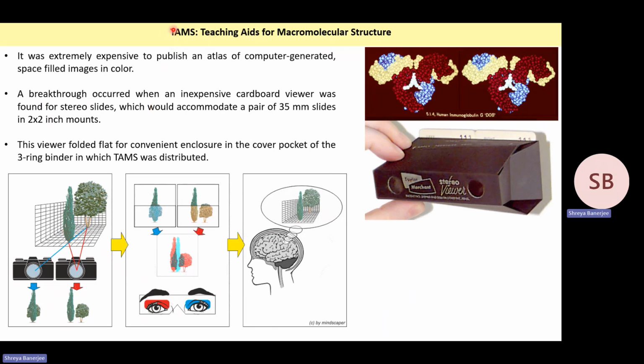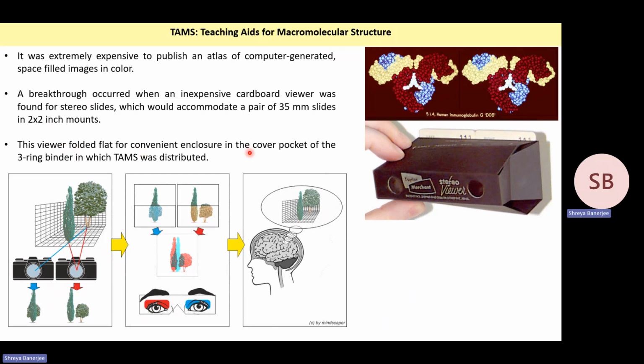So what TAMS, the teaching aids, did is that this kind of viewer was introduced where stereo slides can be inserted and you can look through the eye holes and get an idea of the three-dimensional structure of the protein. TAMS could accommodate a pair of 35 millimeter slides in 2 by 2 inch mounts. So suppose there are two slides, one would contain this image, one would contain this image. And when you are looking at it, no longer will it appear two-dimensional like this, it will appear properly three-dimensional.